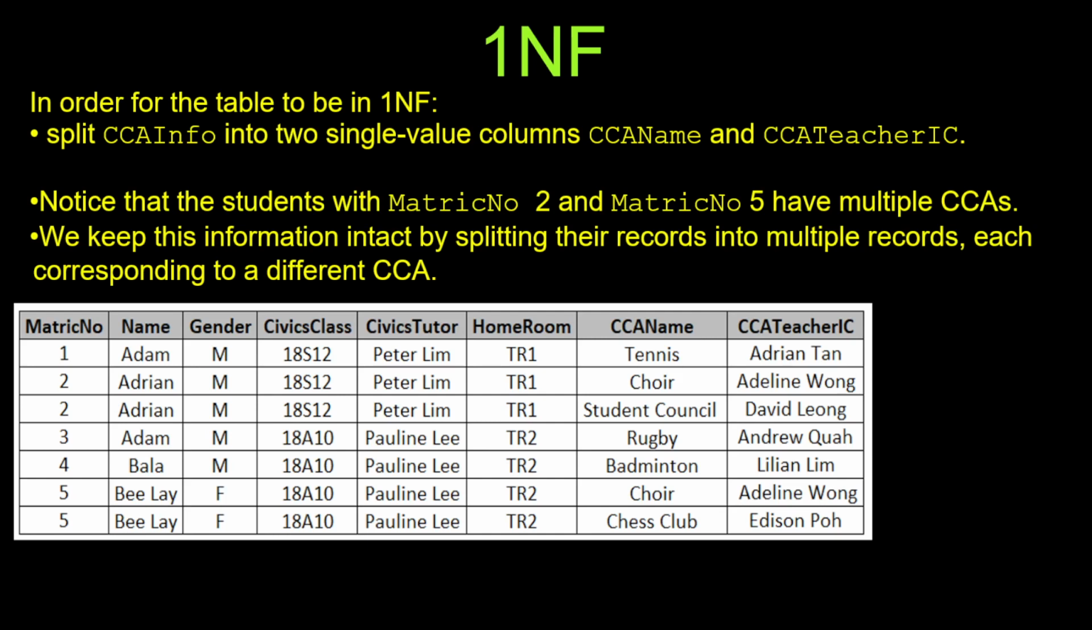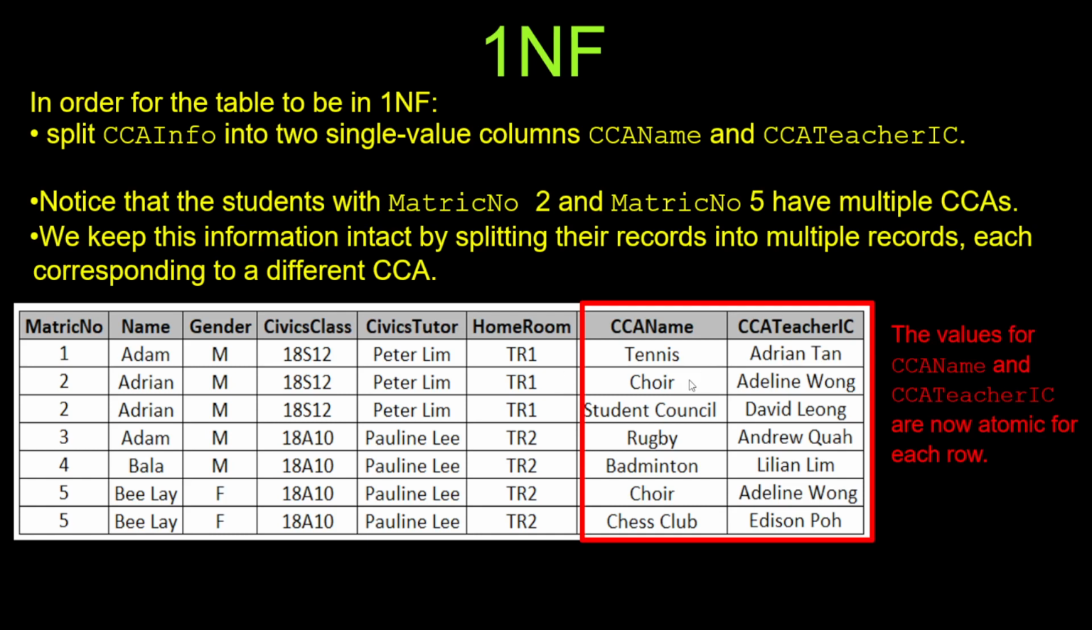So in this case, now it's atomic, so that's fine. Because in each record, the entry for each attribute is atomic. So how do we form the primary key here? We can no longer just use the matric number as a primary key, because right now you can see that there are 2 number 2s and there are 2 number 5s here.